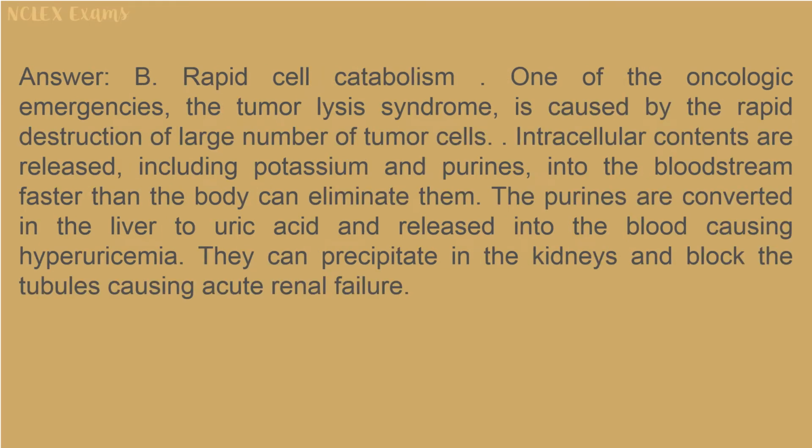Answer: B. Rapid cell catabolism. One of the oncologic emergencies, tumor lysis syndrome, is caused by the rapid destruction of a large number of tumor cells. Intracellular contents are released, including potassium and purines, into the bloodstream faster than the body can eliminate them. The purines are converted in the liver to uric acid and released into the blood, causing hyperuricemia. They can precipitate in the kidneys and block the tubules, causing acute renal failure.